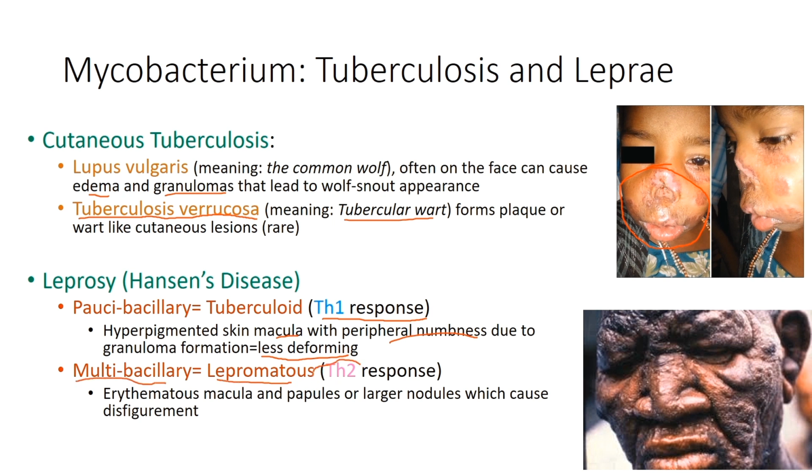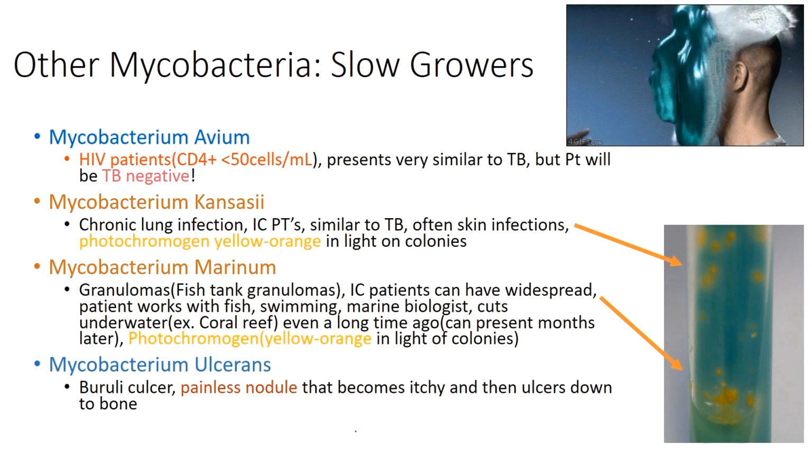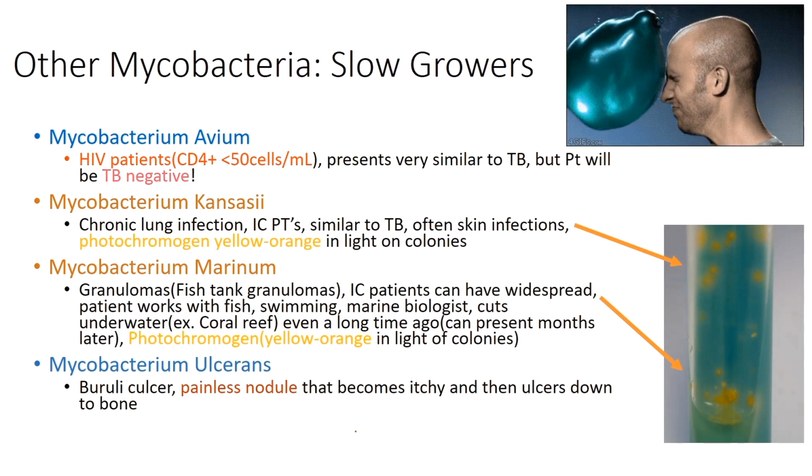The other one is multibacillary. This is lepromatous. This is mainly a Th2 response, which is an inappropriate response to something that lives intracellularly, something we want our CD8 T cells to be responding to. However, this stimulates non-CD8 T cells, and more antibodies are produced, which is not really doing anything. So at this point the infection is left to cause very erythematous macules, papules, and large nodules, which can cause severe disfigurement, similar to what this guy has on his face, and most likely his whole body.